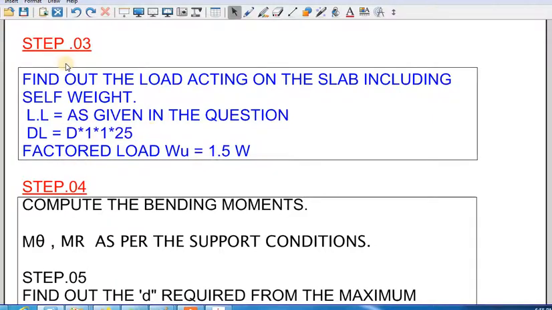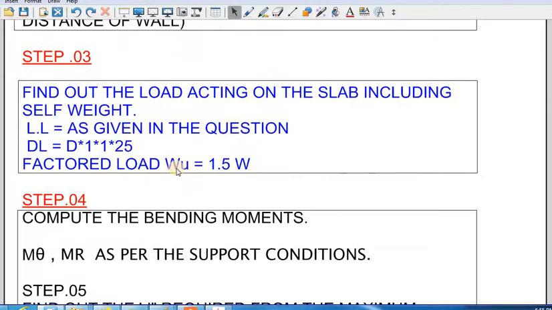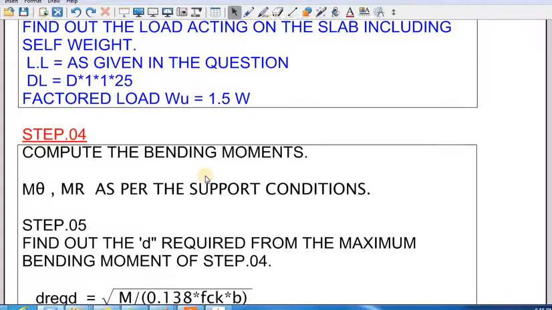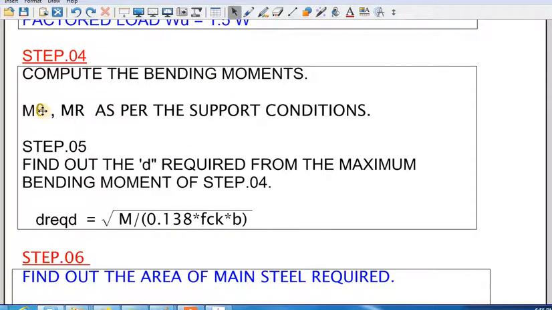Once you got it, normally we'll be designing the circular slab using the limit state method. So find out the factored load. Factored load is 1.5 into W. Once you got the load, our next step will be finding out the bending moment. The load is given to you, you found out the load, and you got the span also. So the next step is normally we will find out M theta and MR, means tangential moment and radial moment, for the support as well as center.